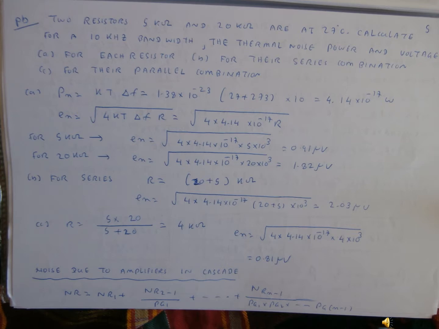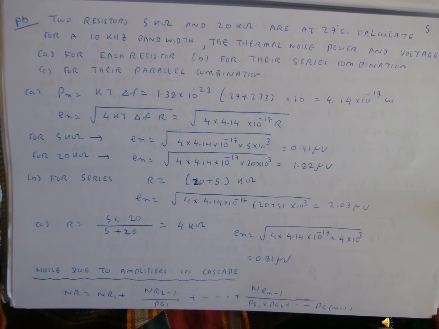For 5 kilo ohm, E n equals the square root of 4 multiplied 4.14 multiplied 10 power minus 17 multiplied 5 multiplied 10 power 3, so 0.791 microvolt. For 20 kilo ohm, E n equals the square root of 4 multiplied 4.14 multiplied 10 power minus 17 multiplied 20 multiplied 10 power 3, so 1.82 microvolt. For the series combination, R equals 20 plus 5 kilo ohm, and E n equals the square root of 4 multiplied 4.14 multiplied 10 power minus 17 multiplied 20 plus 5 multiplied 10 power 3, so 2.03 microvolt.